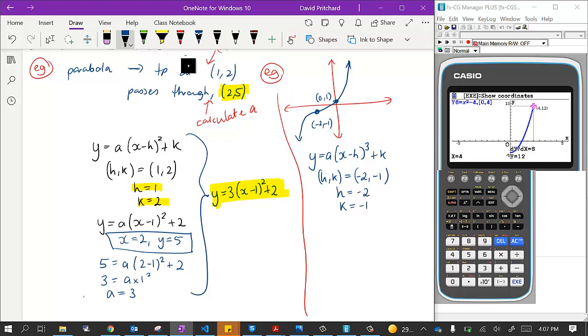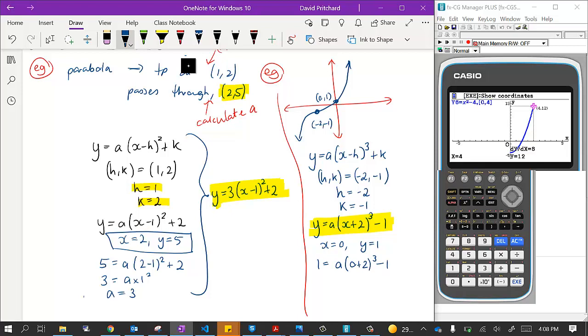Now when we put them back in, we've got y is equal to a(x take -2), which makes it (x plus 2) cubed, and k is -1. So you can see we've got that same scenario where we've got our base template and the only parameter that's unknown is a. So if we take this extra point, when x is equal to 0, y is equal to 1, and we put that in, so we've got 1 is equal to a(0 plus 2) cubed take 1.